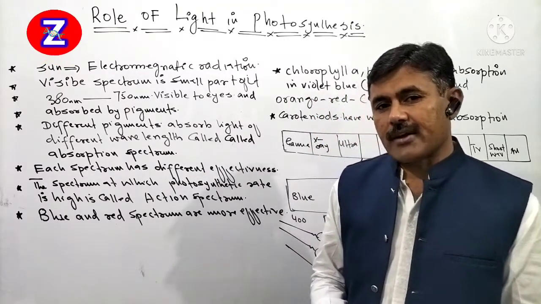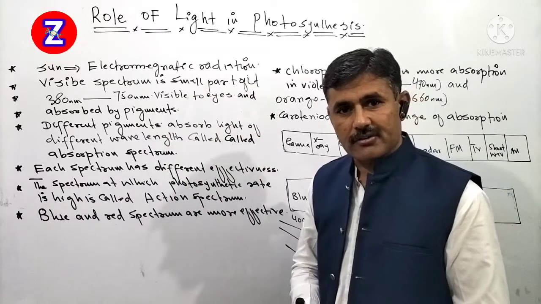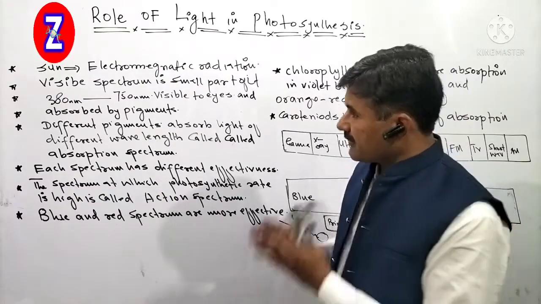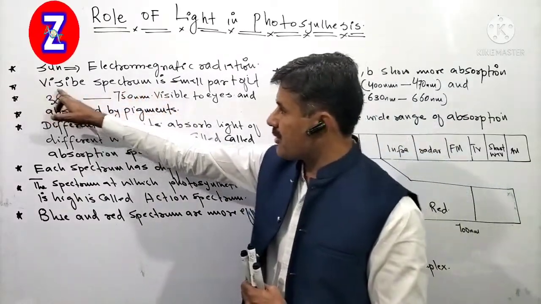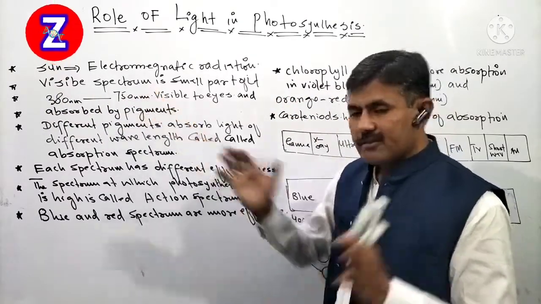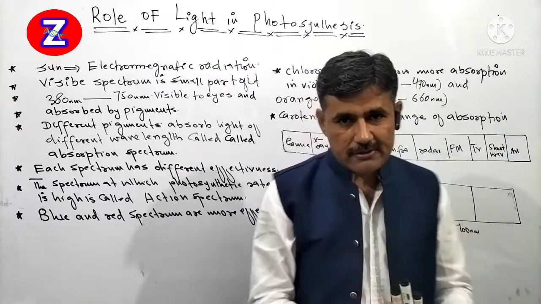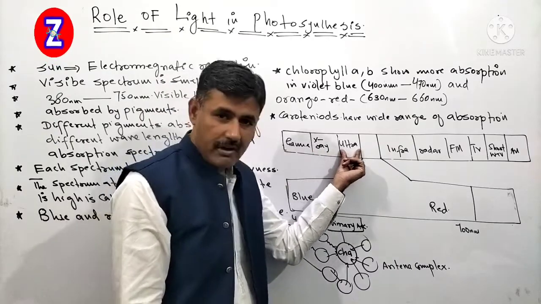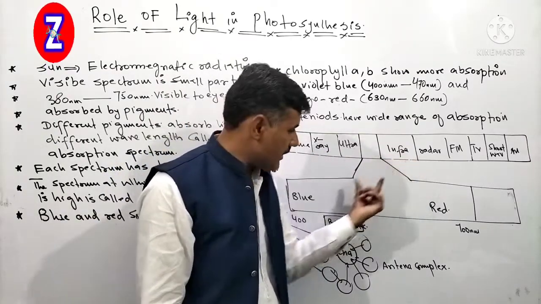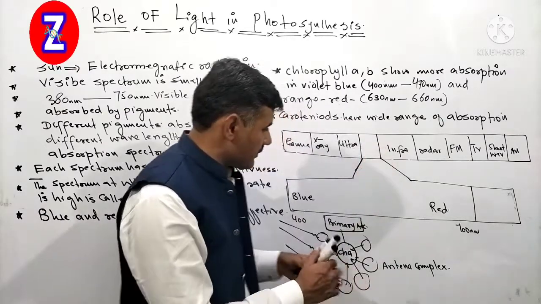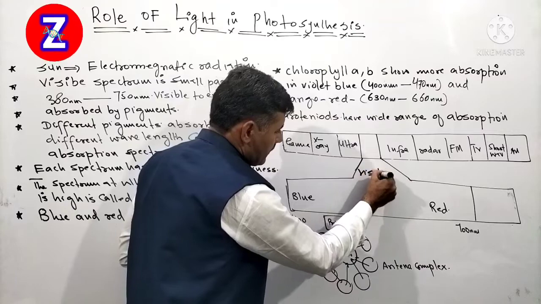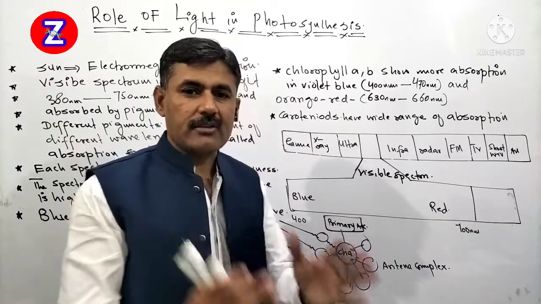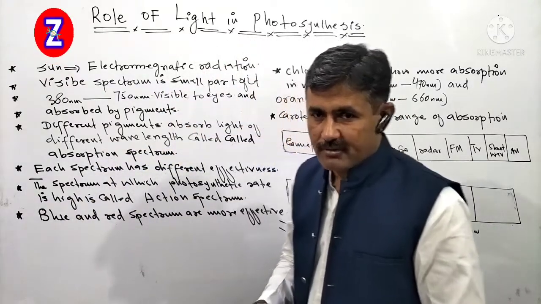Energy that comes from the sun is electromagnetic radiation, and these radiations are of different types and different wavelengths. Of this radiation, the visible spectrum is the part important for photosynthesis. See, gamma radiations, X-rays, ultraviolet radiations, infrared radiations, and for photosynthesis we'll just be studying the visible spectrum, visible light, because this is the spectrum which is important for the process of photosynthesis.